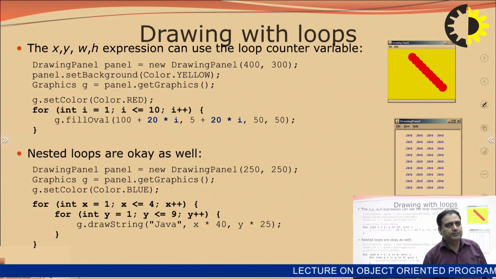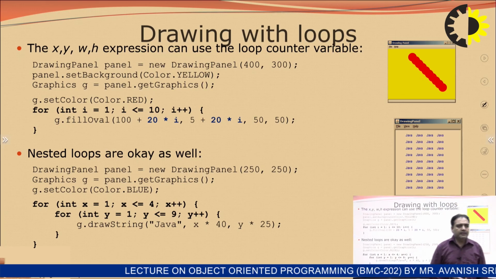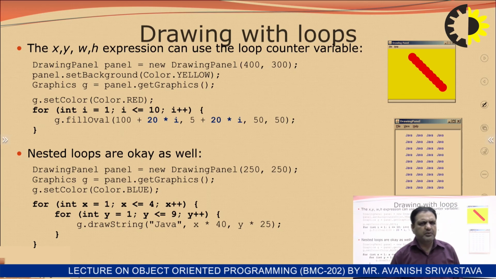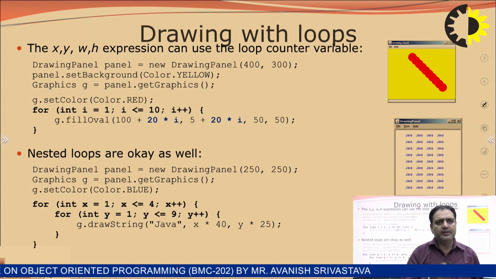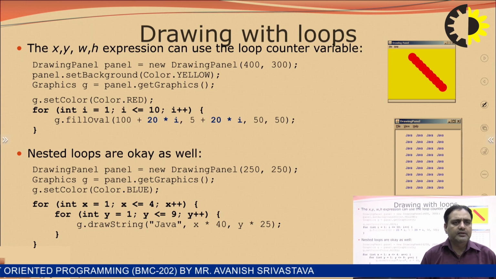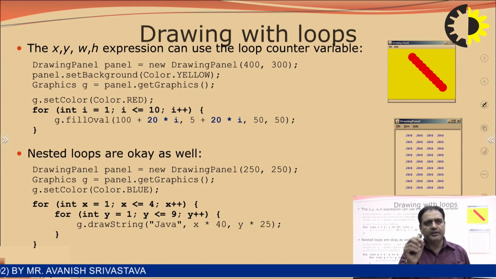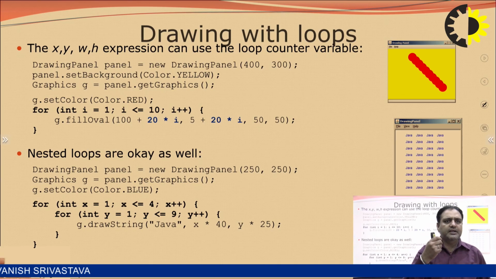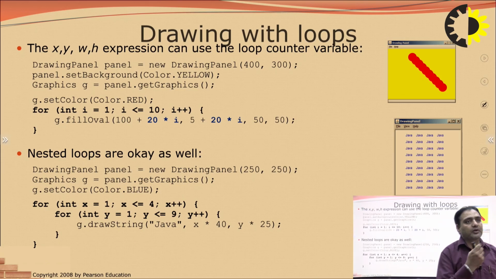Drawing with loops. The x, y, w, h expressions can use the loop counter variables. In this diagram you can see drawing with loops. So you can understand that through this drawing panel, multiple objects are created, and each and every shape is overlapped here in this diagram. The x, y, w, h expressions can use the loop counter variables.